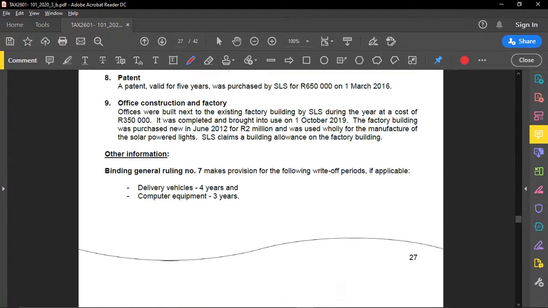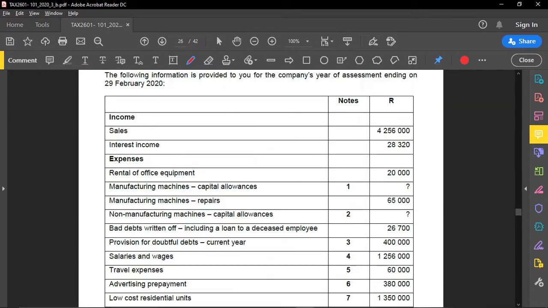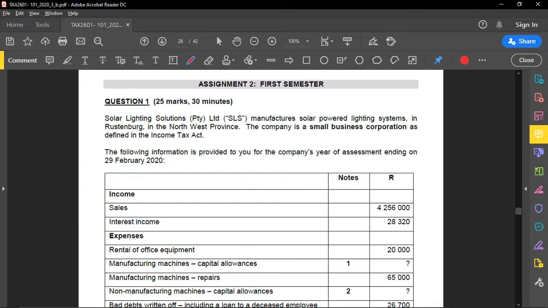Once you've looked at the required and structured your question correctly, you go back up to the top and go down the question, literally line by line, and apply the tax rules and laws according to the textbook as well as the legislation. Solar Lighting Solutions Pty Ltd manufactures solar powered lighting systems in Rustenburg, in the Northwest Province. The company is an SBC, that's very important, that you should be highlighting.